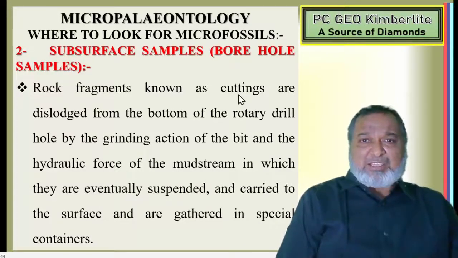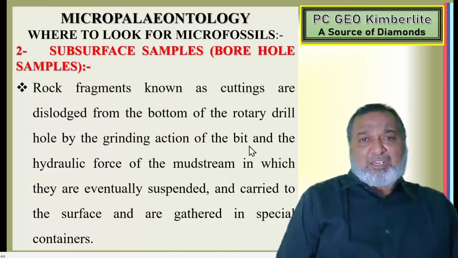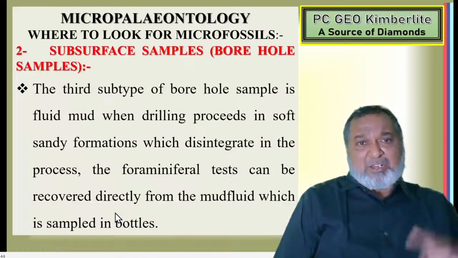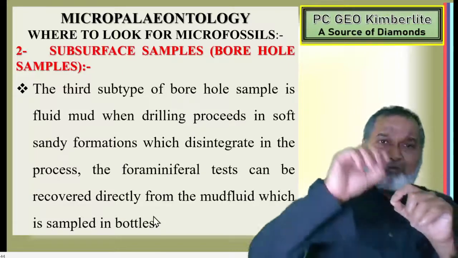Rock fragments known as cuttings are dislodged from the bottom of the rotary drill hole by the grinding action of the bit and the hydraulic force of the mud stream, in which they are eventually suspended and carried to the surface and gathered in a special container. Yes, they are kept in a special container and the arrows have been marked.